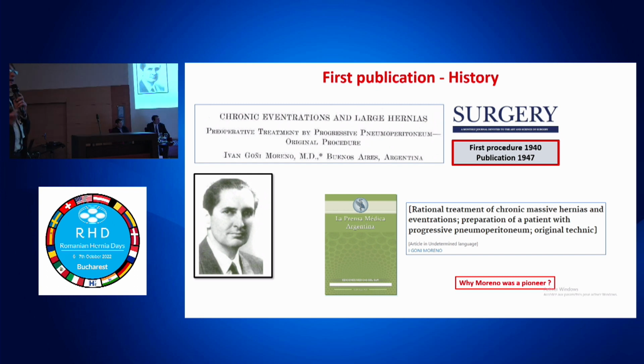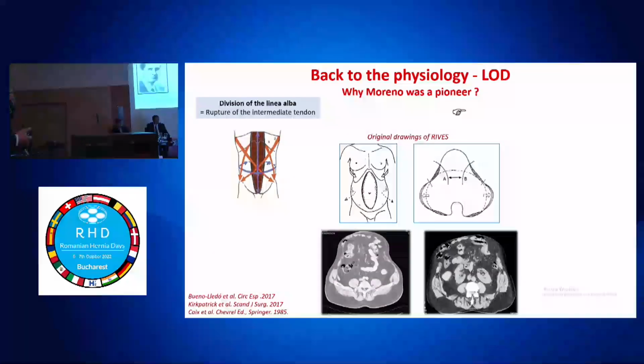And I had this publication, and I want to show you today in the first part of my talk why I think that Moreno was a pioneer about loss of domain and pneumoperitoneum. And to explain why I think Moreno was a pioneer, let's go back to the physiology. You know, during loss of domain, we can find the division of the linea alba.